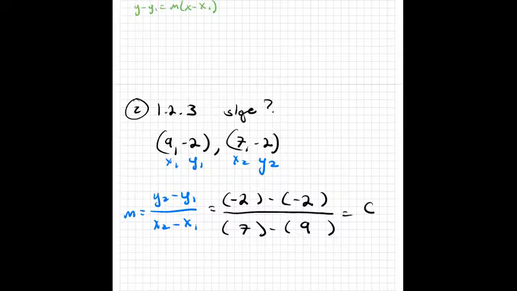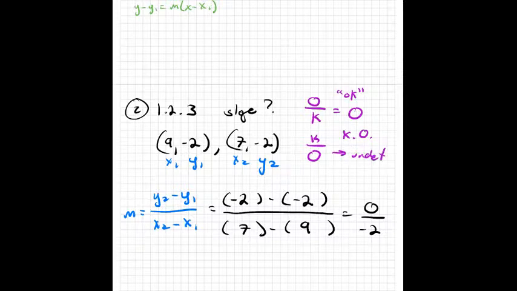So quick, is that 0 or is that undefined? Last time I think we said something like 0 over some number is okay, so this is equal to 0. But some number over 0, that's a KO, so this is undefined, right? So is this the OK scenario or the KO? This is the OK. So this is going to be equal to 0.